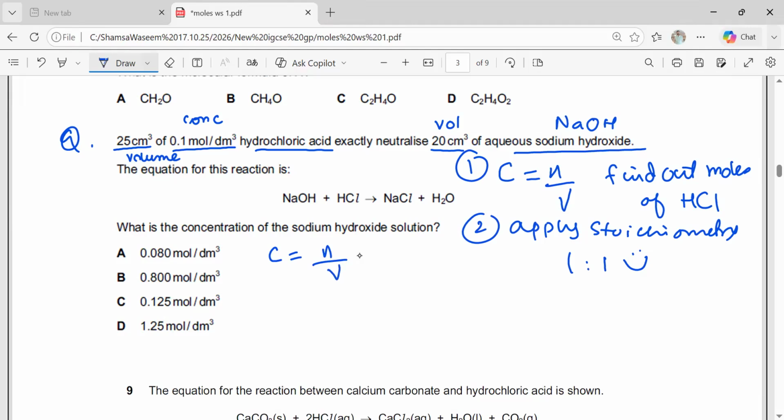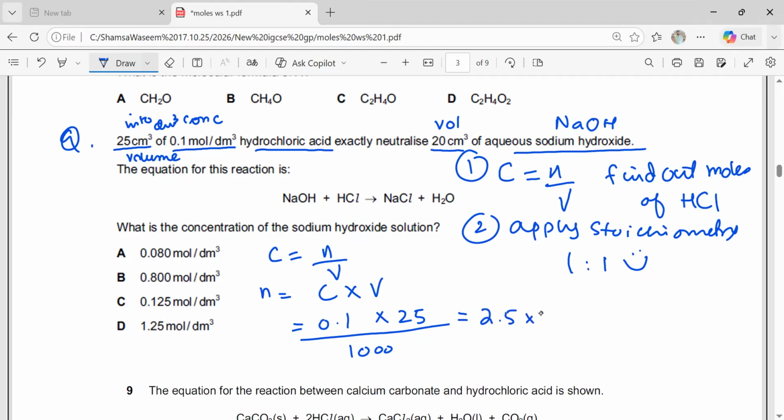I do advise you to try to write down the formula until we get used to it. So moles will be equal to concentration into volume. So concentration is 0.1. Volume is 25, but remember, we have to convert centimeter cube into decimeter cube. So you will divide it by 1,000. Don't worry, that's going to be the same. So 0.1 multiplied by 25 divided by 1,000, we will get 2.5 into 10 raised to the power minus 3.